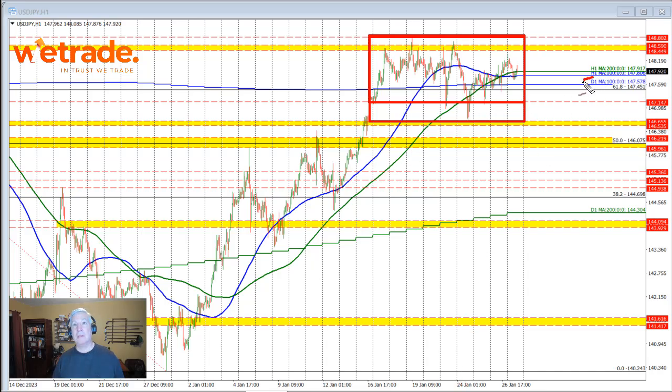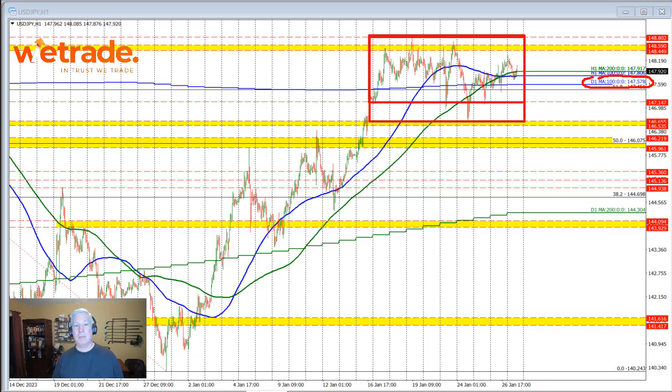The 200-day moving average is this line right here. It comes in at 147.57. The 100-hour moving average comes in at 80, and 91 for the 200-hour moving average. And the current price is at 147.92. We're just above that 200-hour moving average, giving more of a bullish bias for this pair.